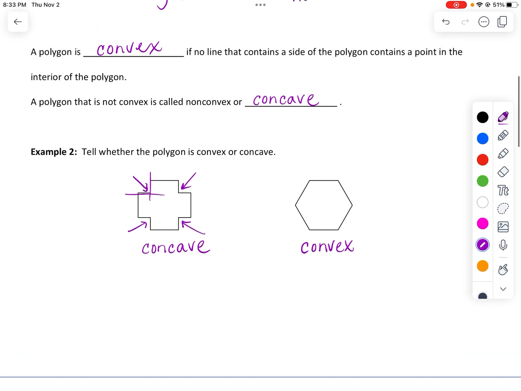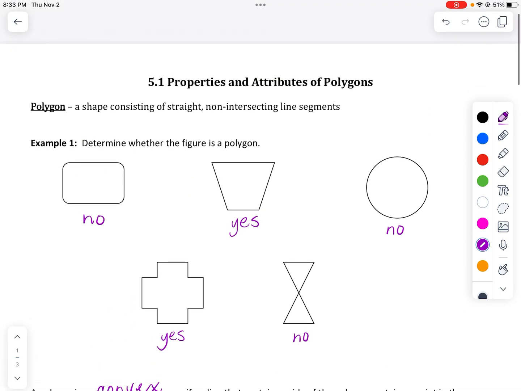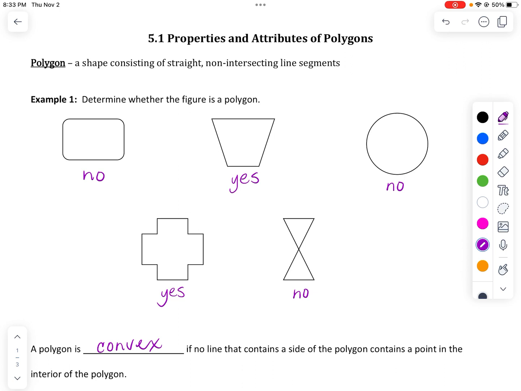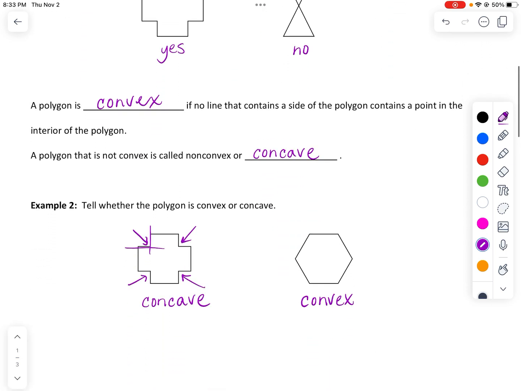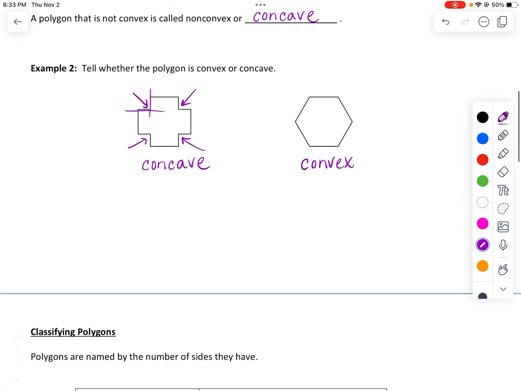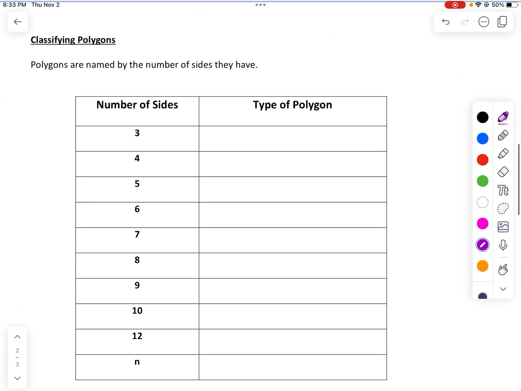All right, so there are 3 vocabulary words on this page that you'll be expected to know. What is a polygon? What does the word convex mean? And what does the word concave mean? On the next page, we're going to ask you to classify polygons by the number of sides they have. Like I said at the start of the notes, we've already learned about a 3-sided polygon. That is called a triangle.